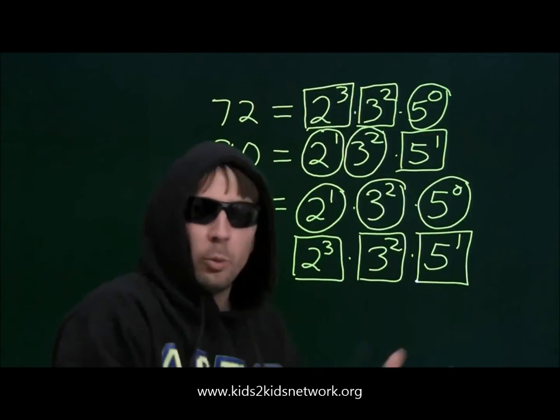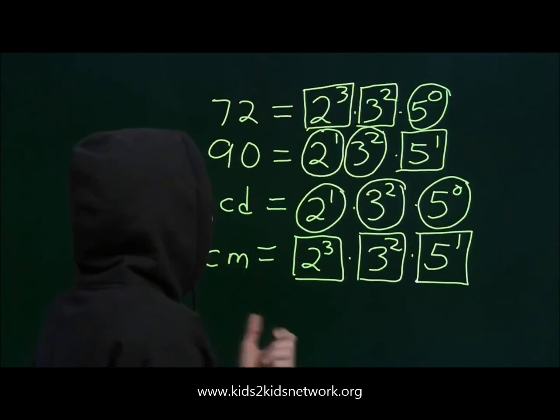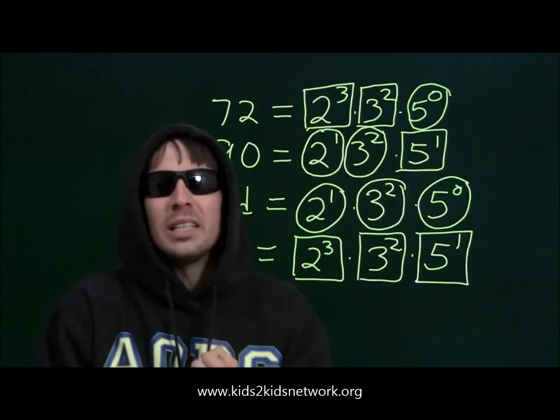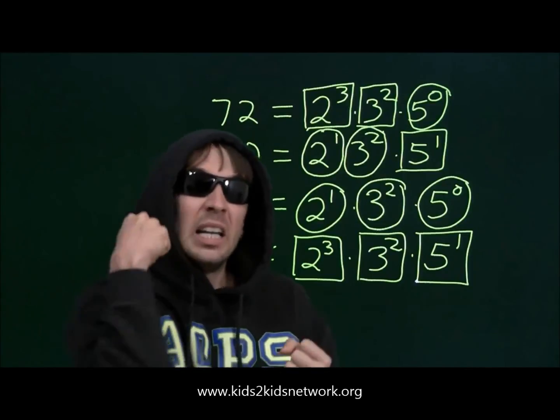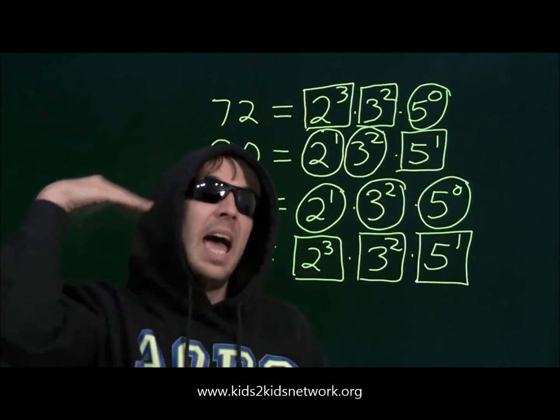So no matter what 2 numbers I start with, we can do the same thing. And we'll see that if you multiply 2 numbers, you get the same product as when you multiply their GCD and their LCM. And we're done.